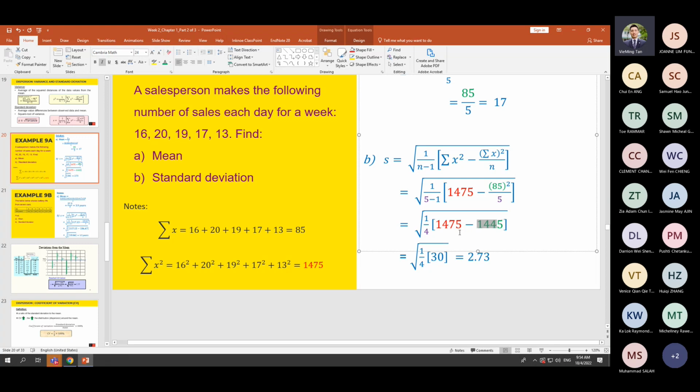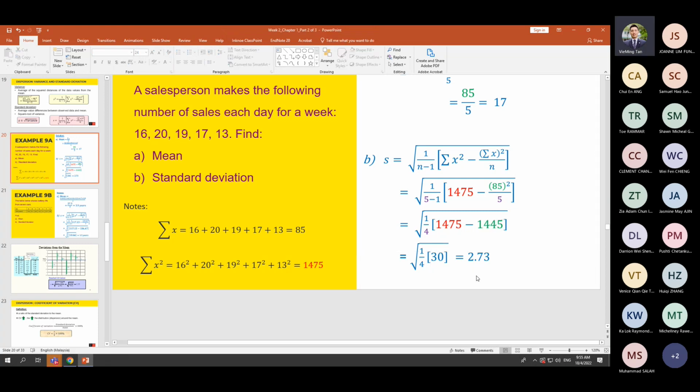I repeat: variance and standard deviation must always be positive, cannot be negative. So as a result, the total x squared value must always be greater than total x, squared, divided by n. Check your answer again, if you get a negative number, something is wrong. Now we simplify. 1475 minus 1445 is equal to 30. 30 divided by 4, then square root the whole thing. You'll get 2.73. Round the answer to 2 decimal places.